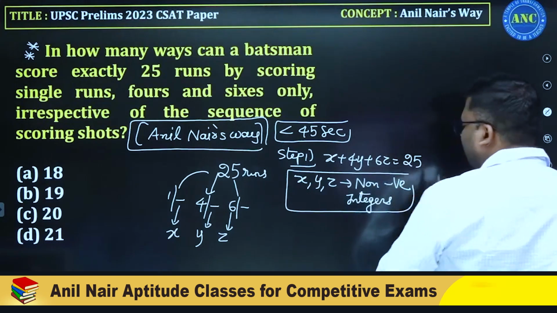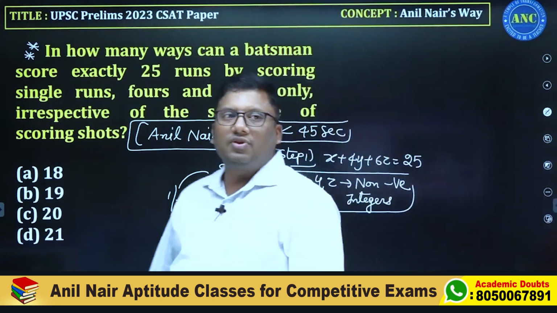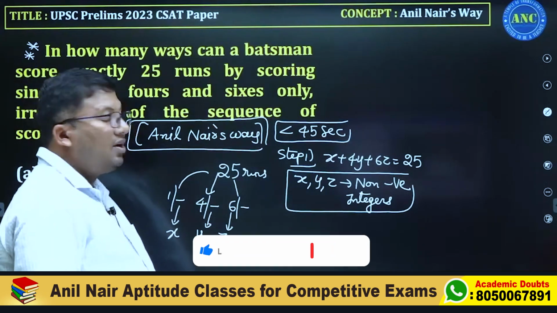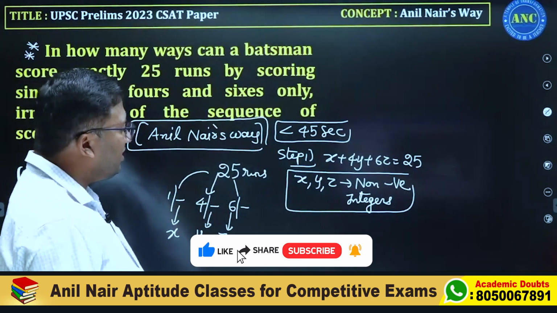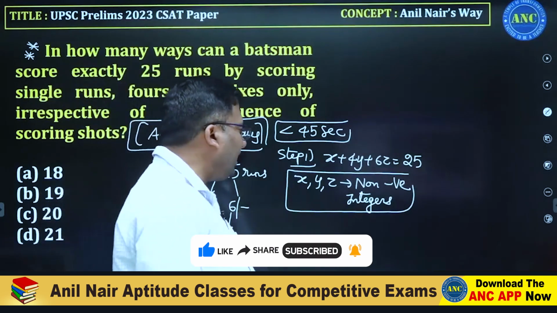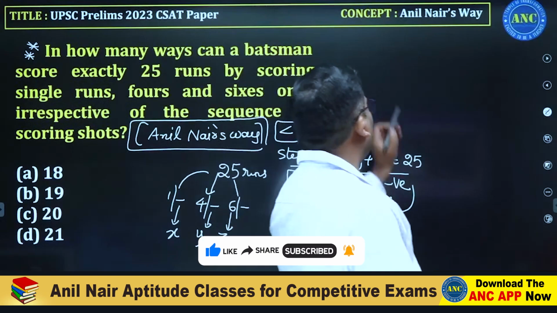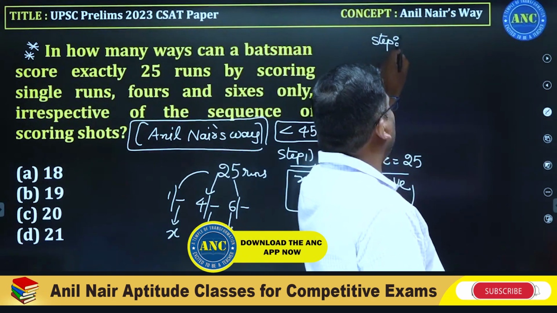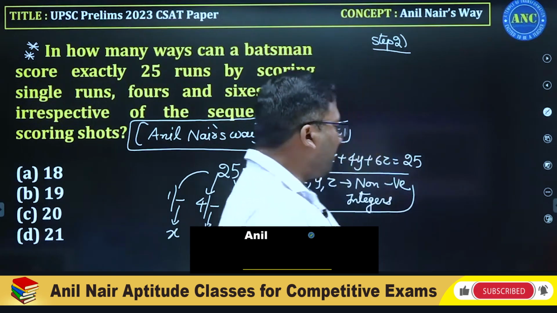Non-negative integers. X, Y, Z will take which all integers? Non-negative integers. What do you mean by non-negative integers? X, Y, Z can take 0. This is step number 1. Step number 2. No counting required.